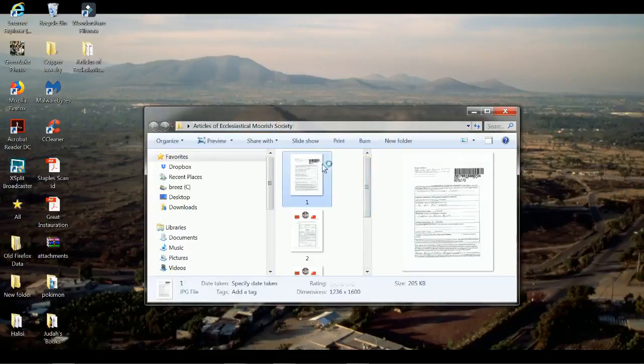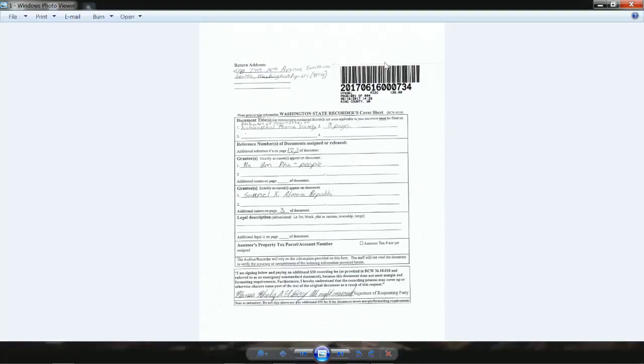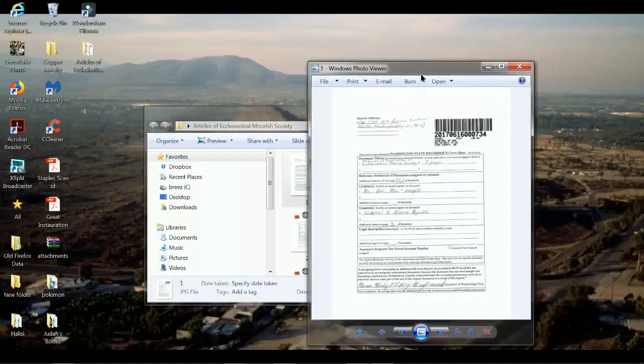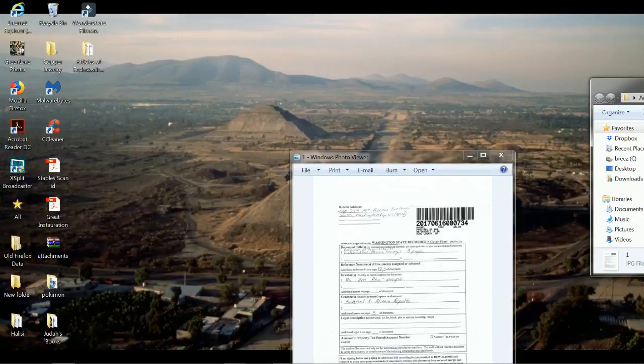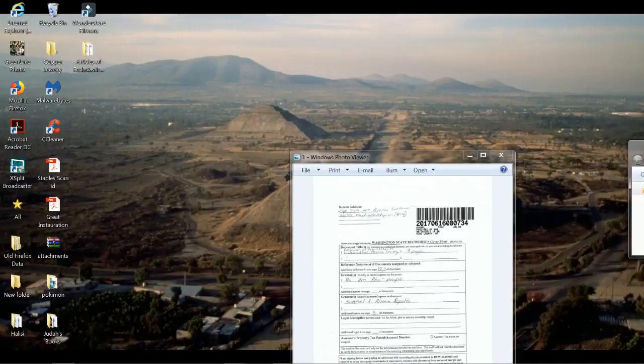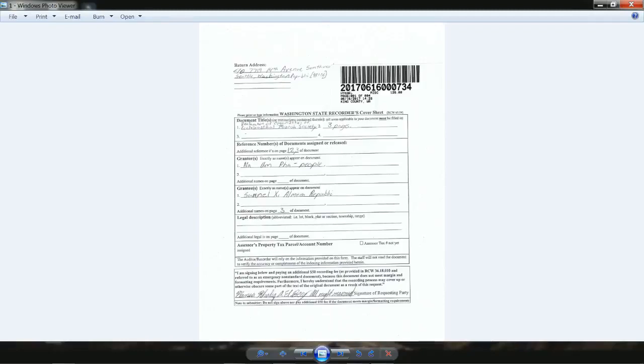Now, your trust instrument is important. Your trust instrument is what lays out how your trust is organized, how it functions. All right. Whenever you need to do things like, let's say, open up an account or do any type of commercial transactions, you want to have proof that your trust is real and that it is in existence.